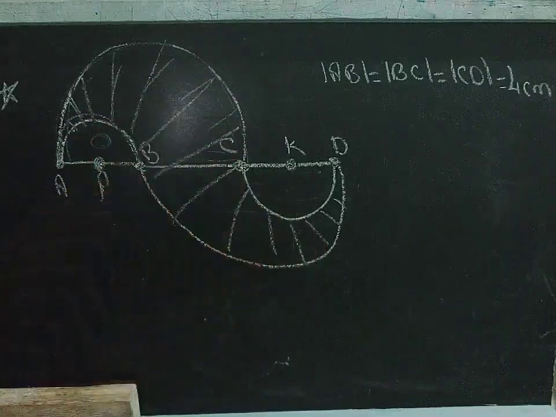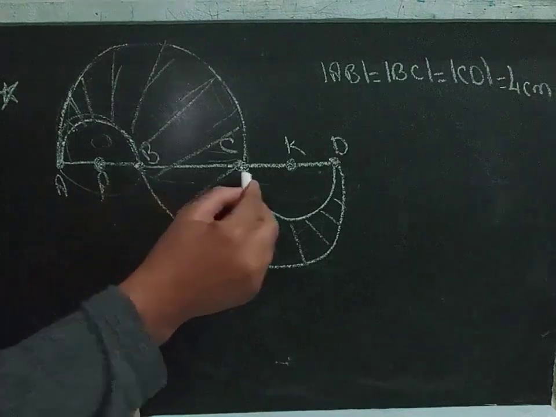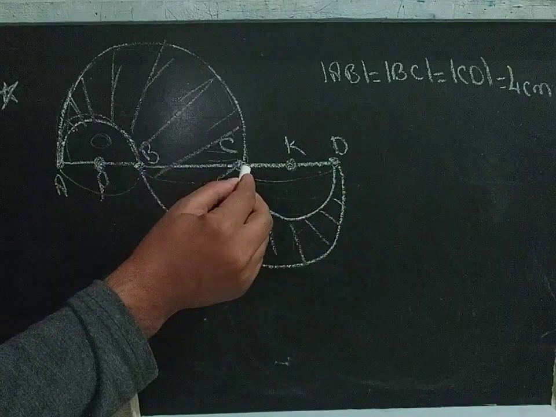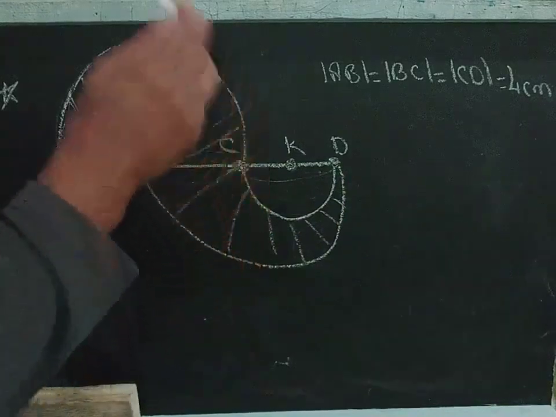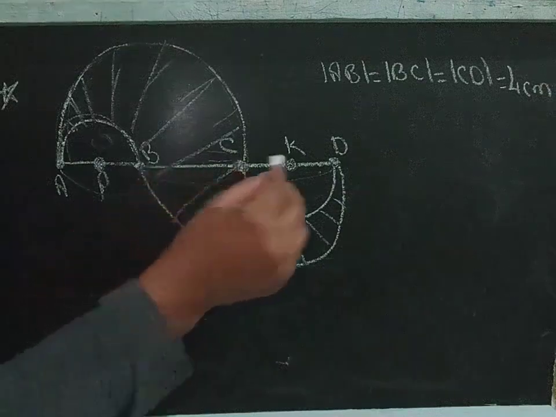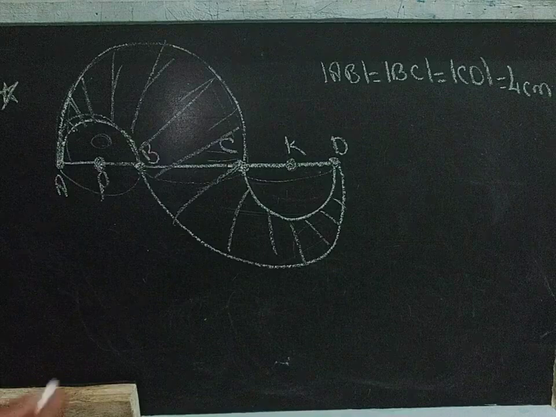But if you notice, see, AB, BC, and CD are the same. See, AB, BC, aren't they radius of the big circle? And the same thing for this one, BC, CD. These are the radius of the big one.